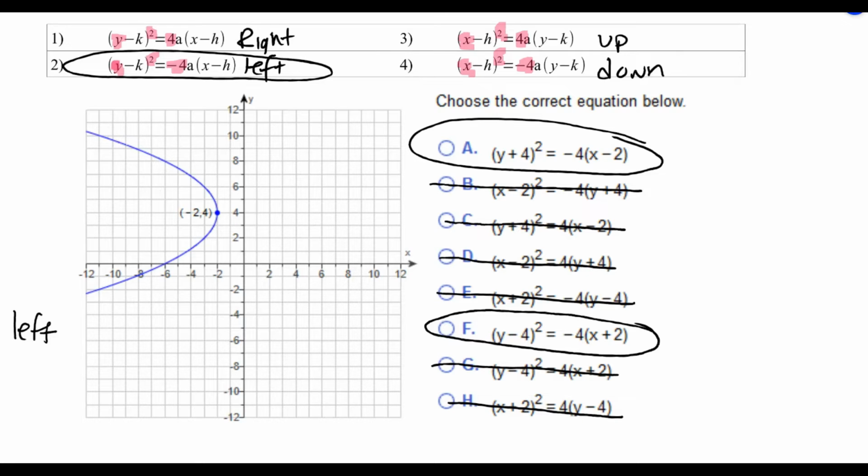So then I'm going to take a look at the vertex. The vertex is negative 2, 4, and we've got our h and k here, h and k, and we need it to be negative 2, 4. So that's going to be this one right here.